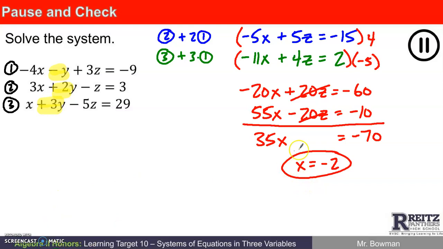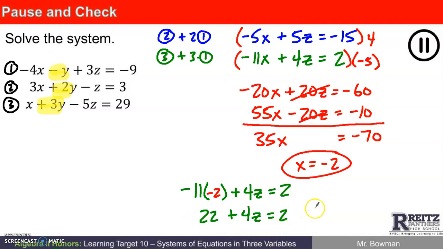I need to now use this value to get z. I think I'll use the second equation, but I could use the first if I wanted to. Negative 11x plus 4z is 2, but wait a minute. I know what x is. X is negative 2. So negative 11 times negative 2 is 22. 22 plus 4z is 2. If I subtract 22 from both sides of that equation, I get 4z is negative 20. And if 4z is negative 20, z is negative 5.